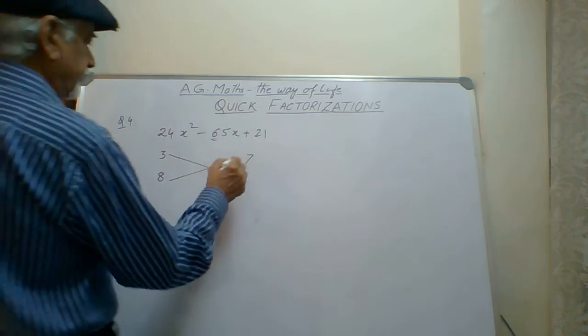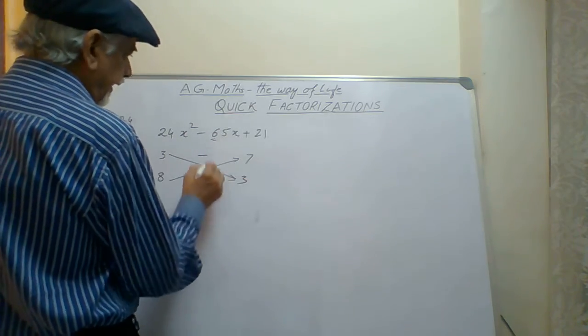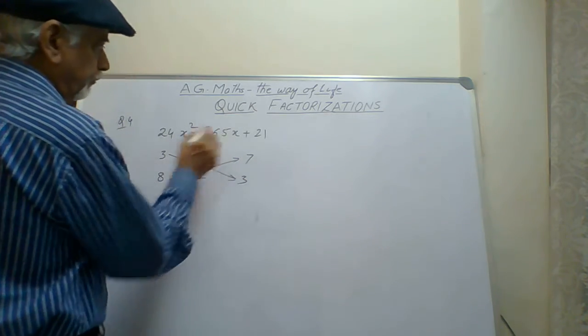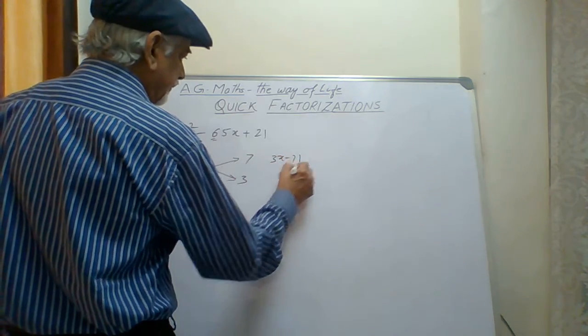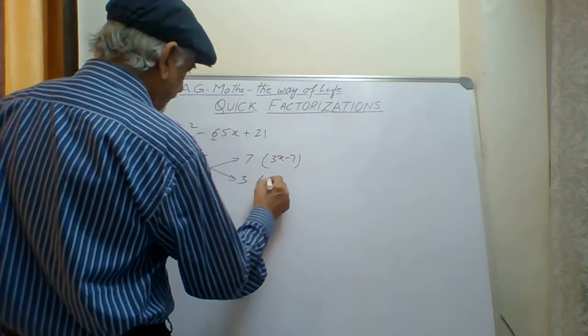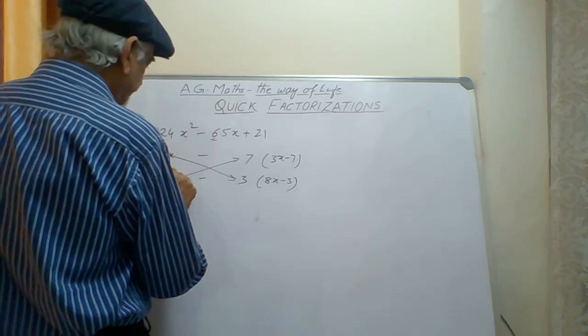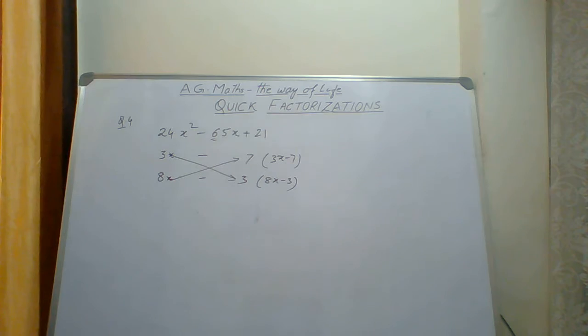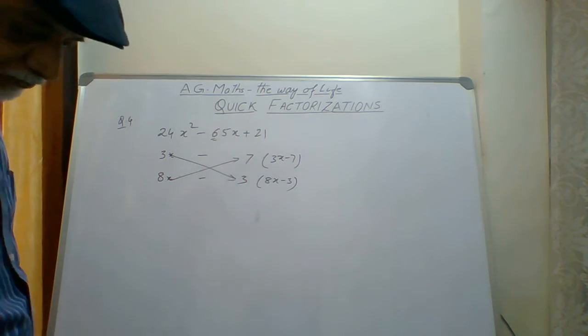So 8 into 7 is 56, which is negative. 3 into 3 is 9, which is also negative. So we want both negative. So we can say it is 3x minus 7 and 8x minus 3. And that will definitely give you the final answer. Right? This is how we work.